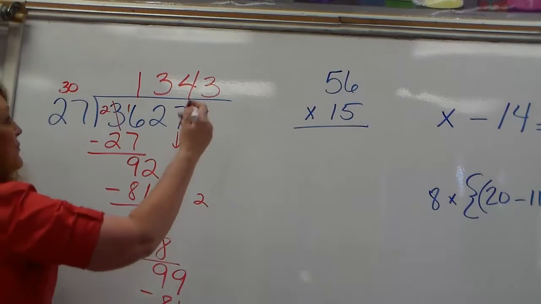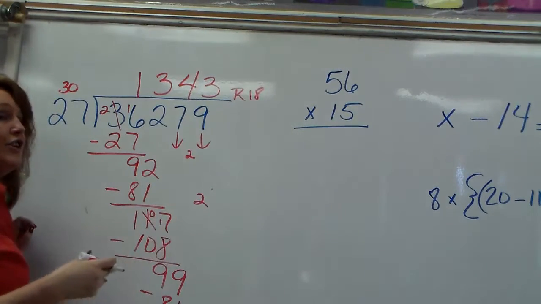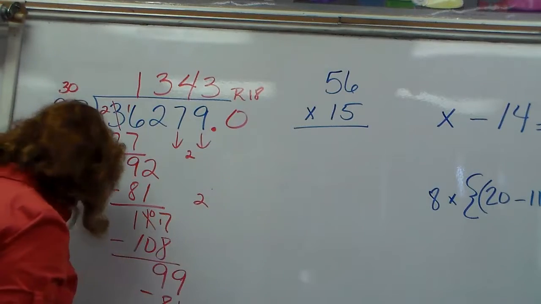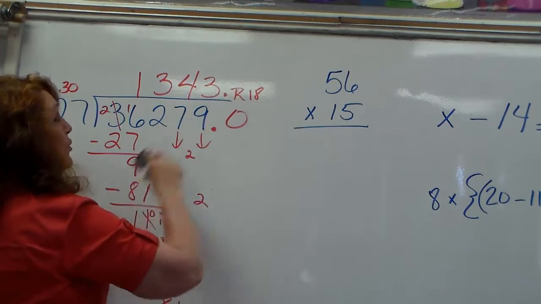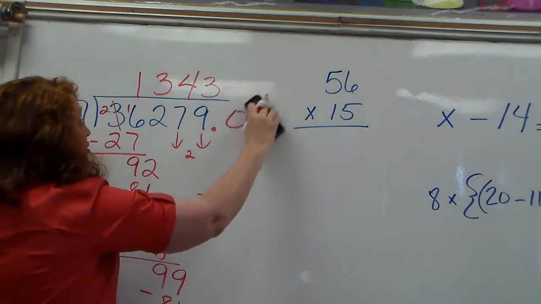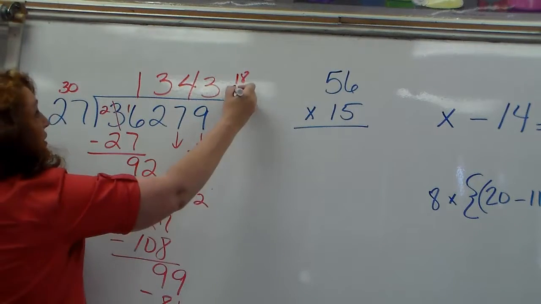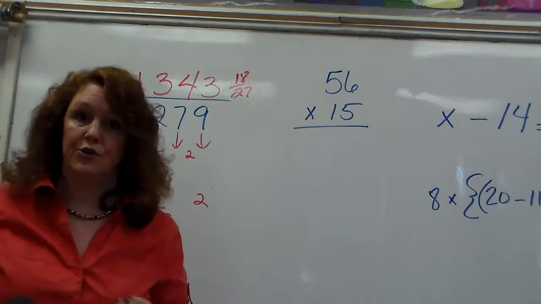Now, in Chapter 1, it's remainder 18. In the decimal chapter, we would put a decimal here and put a 0 and keep dividing. In our fraction chapter, we would say 18 27ths, and we would reduce that to 2/3.